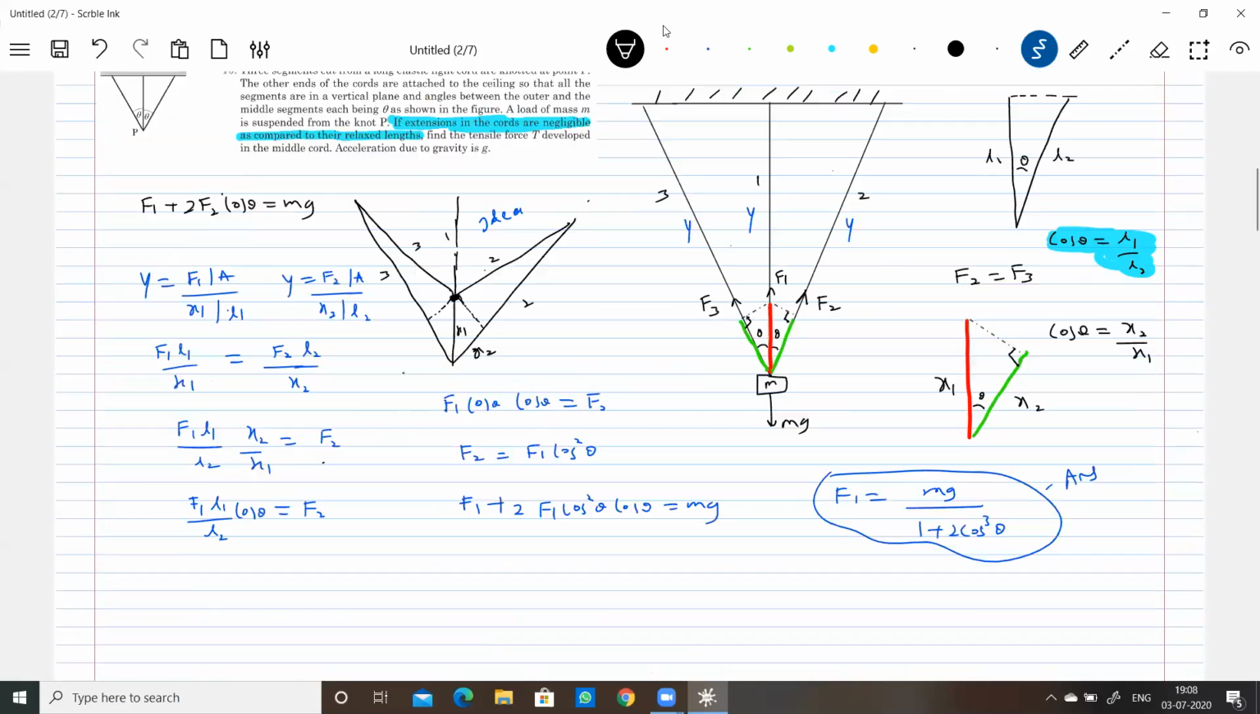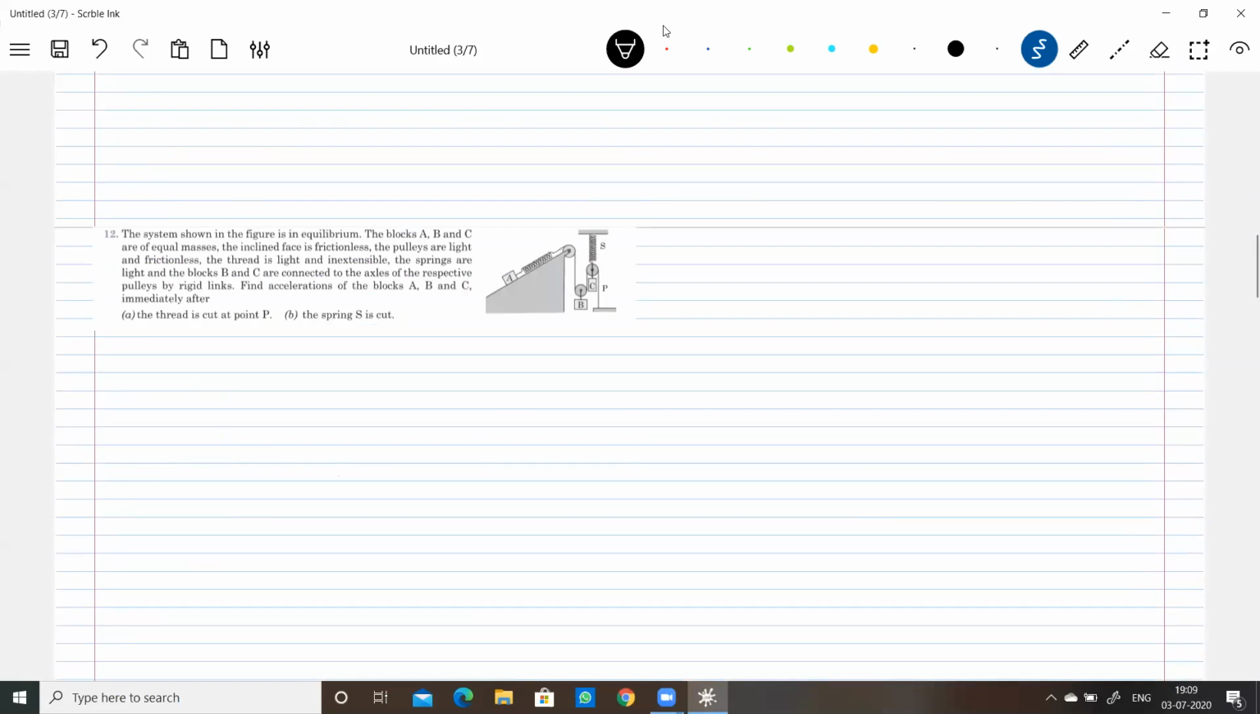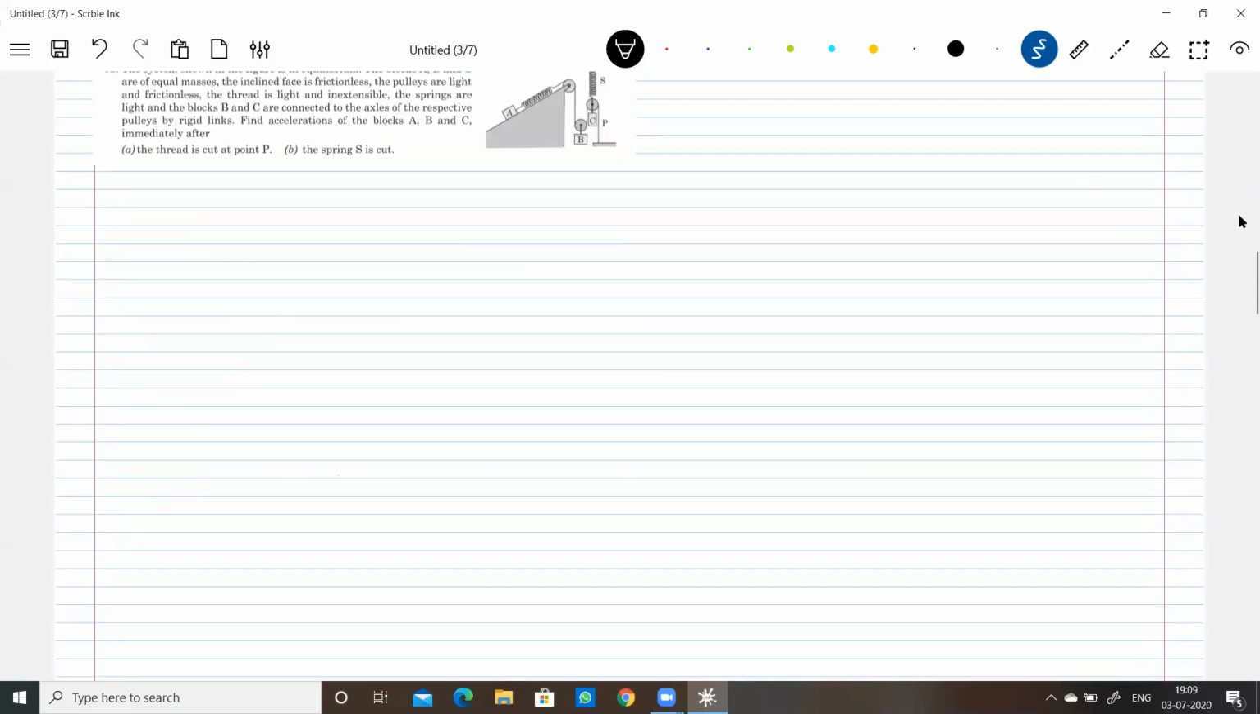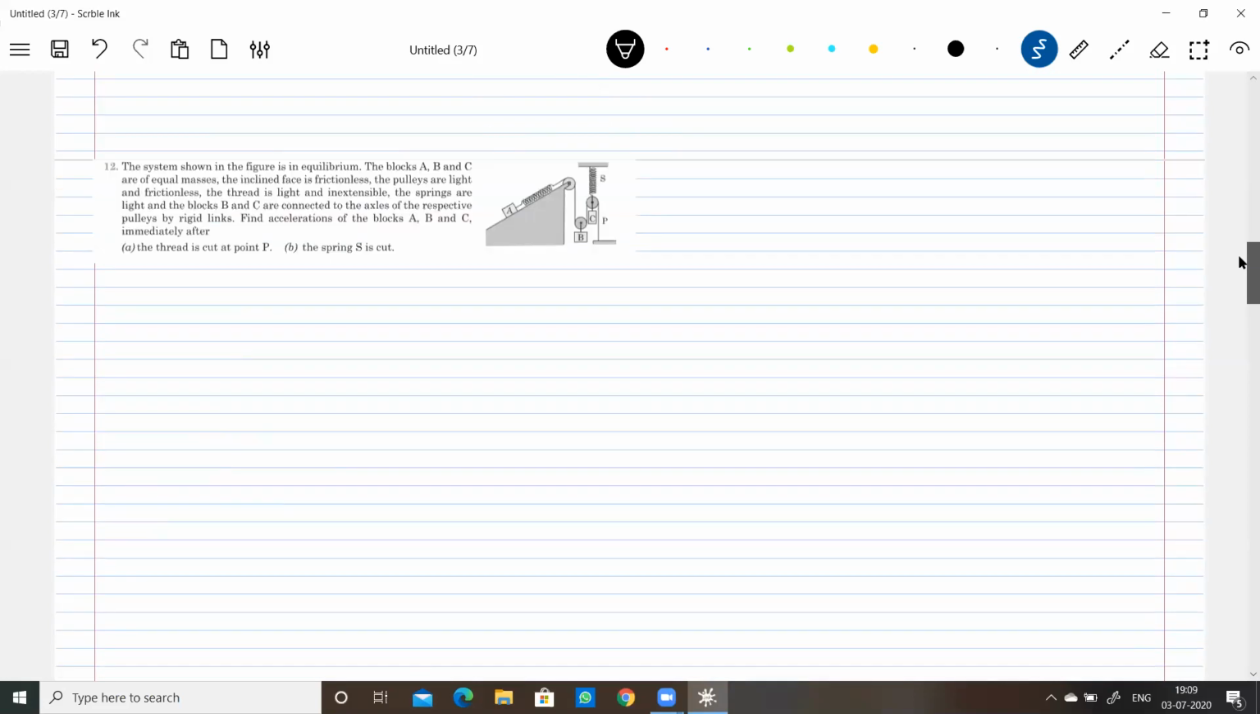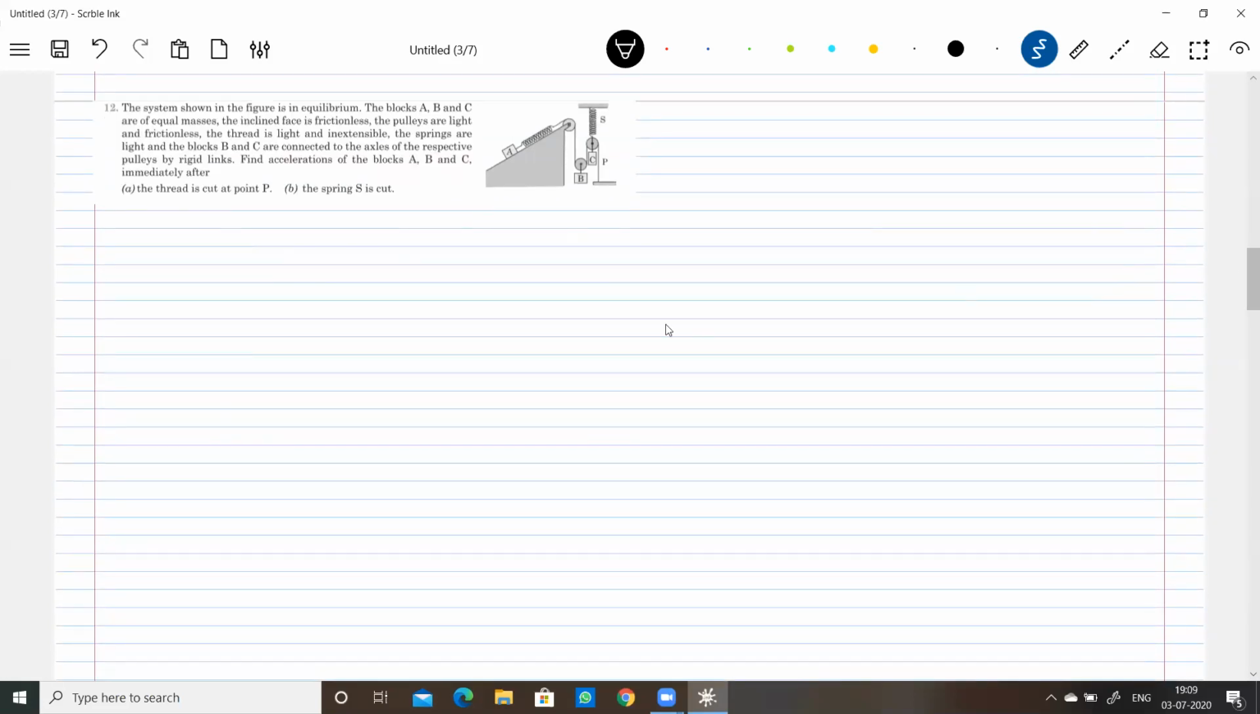Okay, now come to this. This is the best problem you are having. Here things are much easier. Just analyze this once. The system shown in the figure is in equilibrium. The blocks A, B and C are of equal masses. The surface is frictionless. The pulleys are light and frictionless. The thread is light and inextensible. The springs are light, and the blocks B and C are connected to the axles of the respective pulleys by rigid links. Find the acceleration of the blocks A, B, C immediately after the thread is cut at point P.